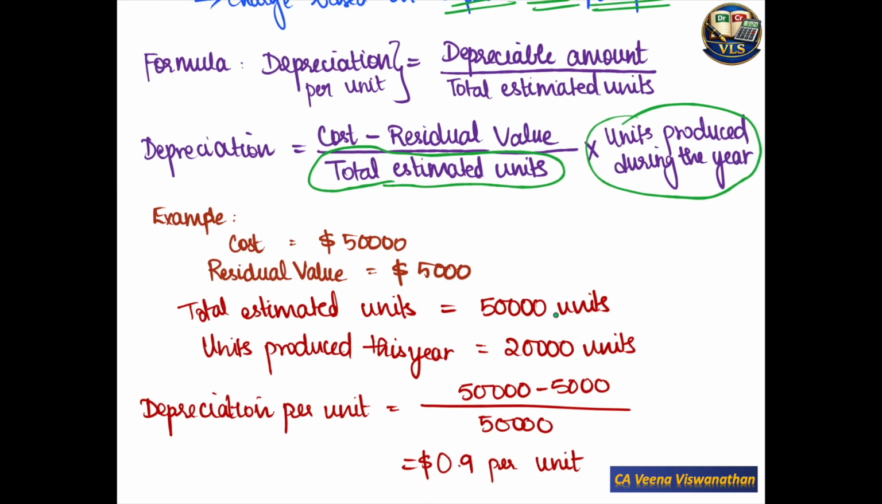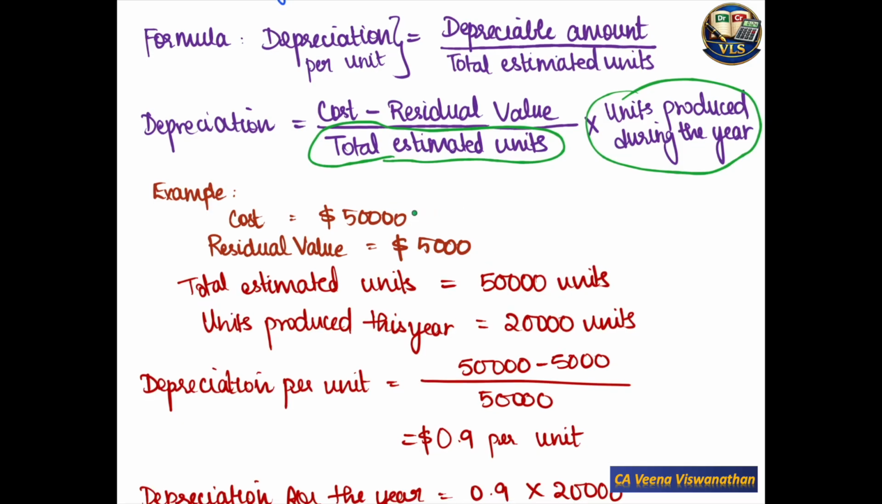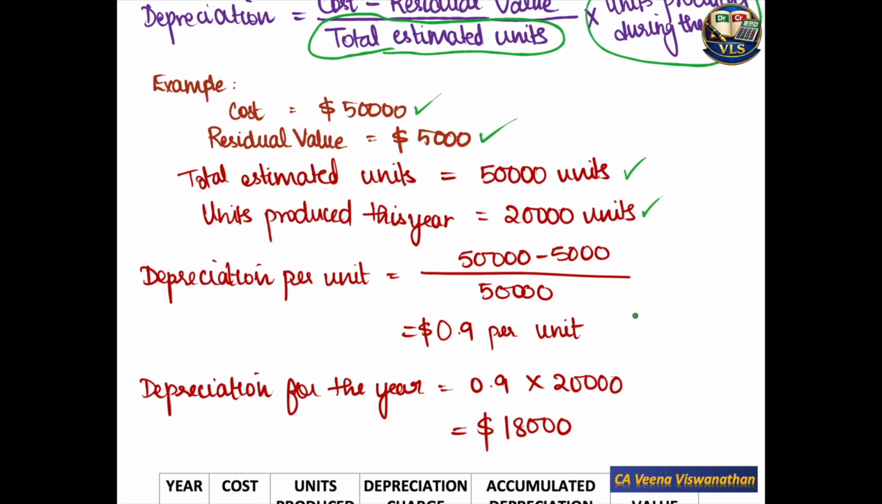So let's consider an example. Assume I have purchased a machine for 50,000. The residual value remains as 5,000. The total estimated units that can be produced out of that machine is say 50,000 units. In the current year, I have produced 20,000 units from that machine. The depreciation per unit would be 50,000 minus 5,000 divided by the total estimated units, 50,000. So it is basically $0.9 per unit. This remains constant unless and until there is a change in the residual value.